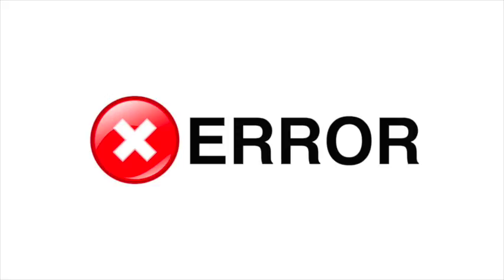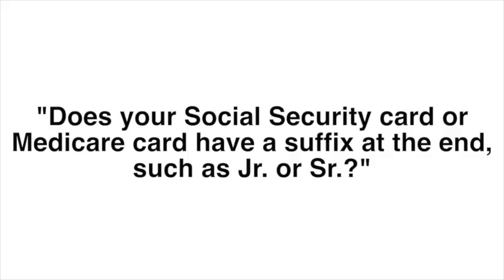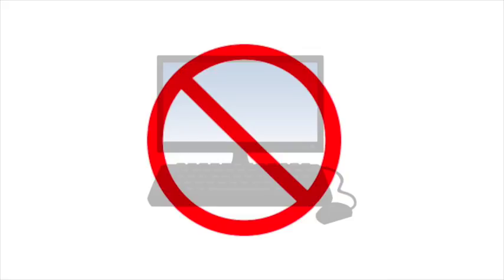You may actually use the information that the client provided and still get errors saying there are problems. You'll have to ask them, does Social Security have a different date of birth on file? Or does your Social Security card or Medicare card have a suffix at the end, such as junior or senior? If none of those questions help resolve your issue, or you have tried 3 times to go to the next page, the Social Security website will remove you from the system, and you'll be unable to do an online Extra Help application for the client.